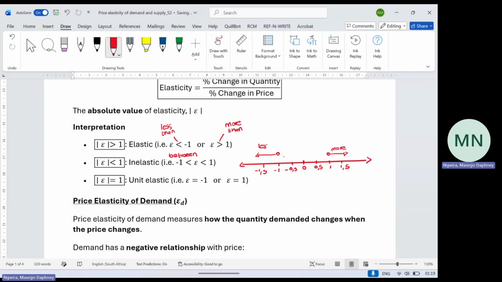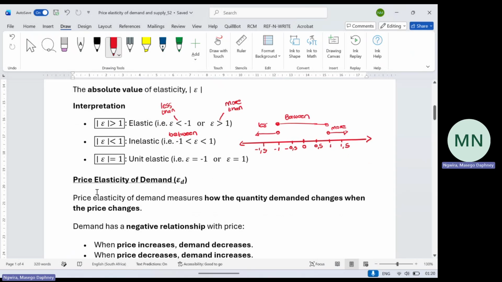And then between means, if we say between -1 and 1, it's the values from here to there. That's between. So the values from -1 until 1. That's what we mean by between. So it's the values starting from -1, then -0.5, all the values between these two numbers, and then it's inelastic. And then unit elastic, we know it's equal to -1 or +1. That's unit elastic. All right, I hope this makes sense.